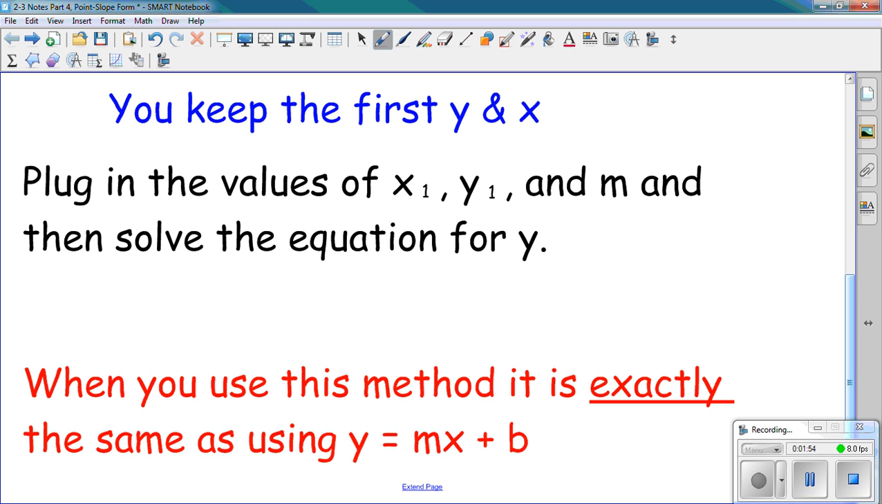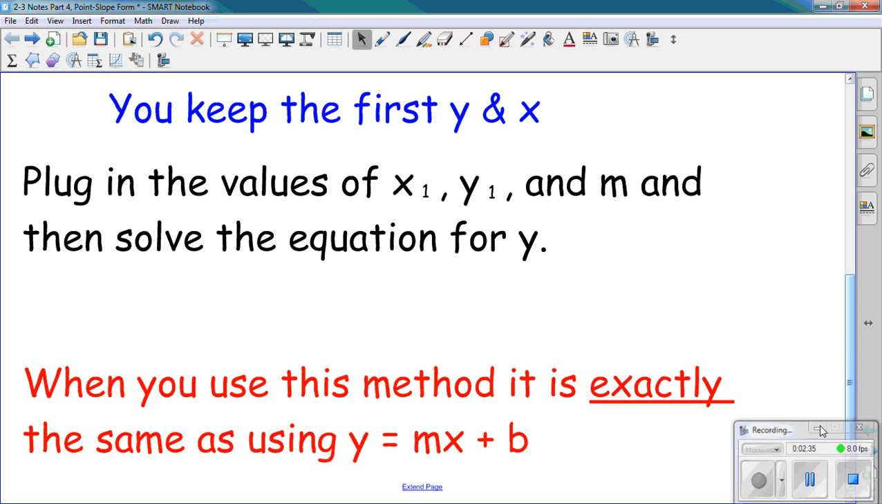And like I said before, when you use this method, it's exactly the same as using y equals mx plus b. And what does that mean? That means you're going to get the same answer. There is more than one way to kill a deer. You can take a bow and arrow and go hunting, or you can take a gun. You can kill it with a car, you can kill it with a knife, whatever you use, there are different methods. Well, there are different methods for finding the equation of a line. Right now, we're just talking about two. The first one you took a quiz over already, which was the y-intercept, y equals mx plus b method. And today we're going to talk about the point-slope method.